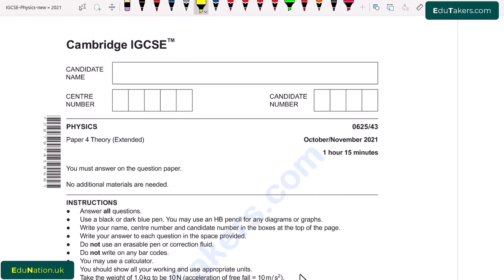Today we are going to solve Cambridge IGCSE Physics Paper 4 Theory Extended, held on October-November 2021. Paper code is 0625 with variant 43. So let's start from question number 1.